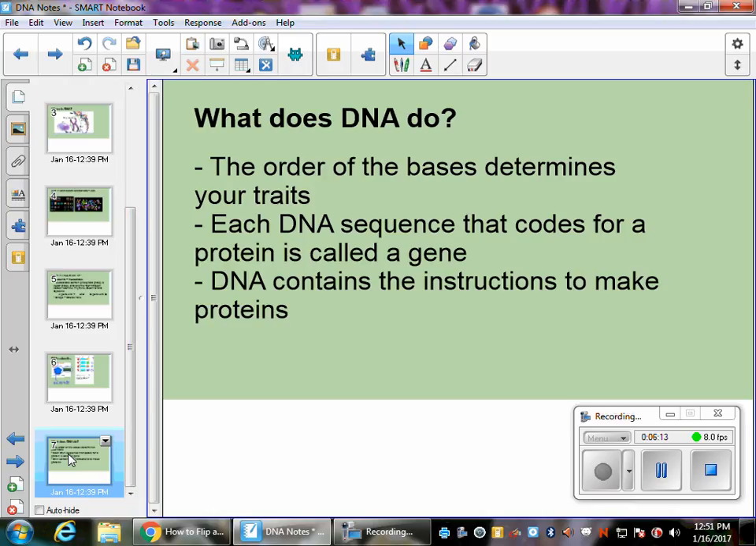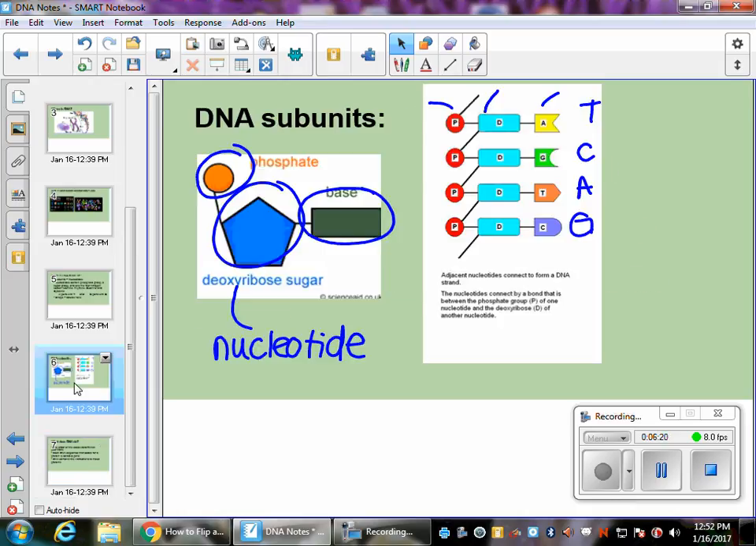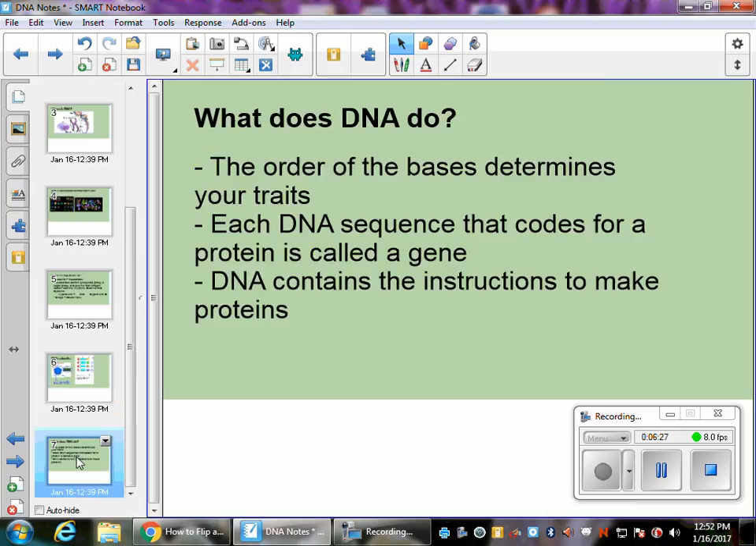So how does DNA work? What does it do? How does it encode all this information? So basically this order of these bases here, the A, G, T, C that's shown in that picture, or whatever order it is, determines your traits. All of those letters come together and it's like code that tells your body to make proteins. And based on the proteins that your body makes, you are going to look different or be different than someone else.